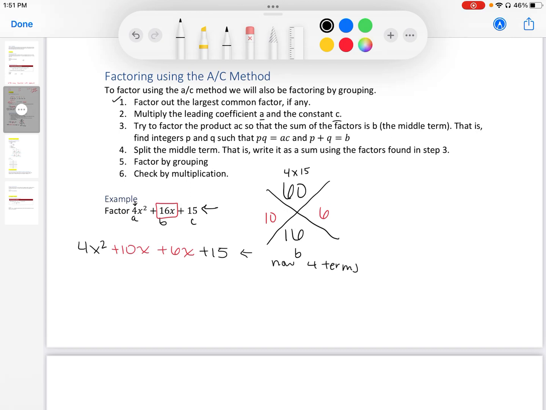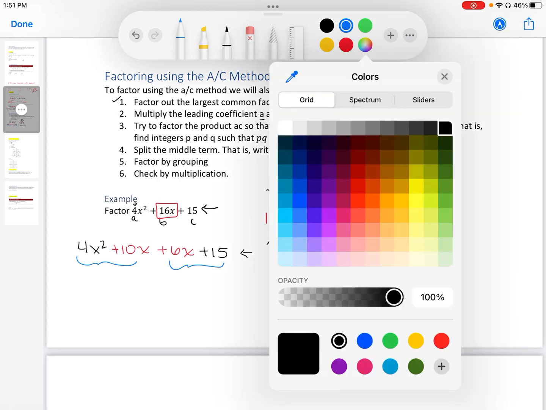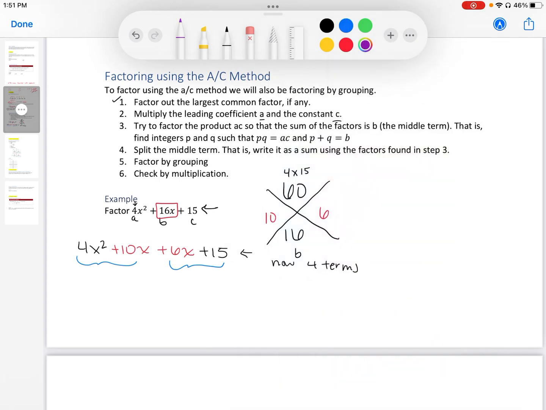Since we have 4 terms, we can proceed to factor by grouping. Let's group our first 2 and our last 2. Looking at the first 2, our greatest common factor is a 2 and an x, meaning 2x is the biggest thing we can divide the 4x squared and the 10x by. So what's left inside the parentheses is 2x plus 5. And we also want to factor the greatest common factor from the last 2 terms. For the last 2 terms, our greatest common factor is only a 3. So we're left with 2x plus 5.